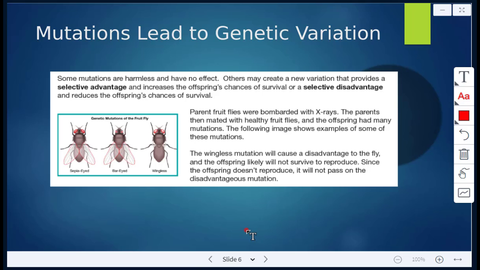So here we have fruit flies. Parent fruit flies were bombarded with X-rays. The parents then mated with healthy fruit flies, and the offspring had many mutations. The image shows examples of some of the mutations. We see smaller eyes in this one, no wings here. The wingless mutation will cause a disadvantage to the fly. The offspring will likely not survive to reproduce. And since the offspring doesn't reproduce, it will not pass on that disadvantageous mutation.